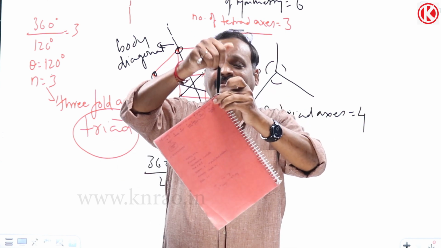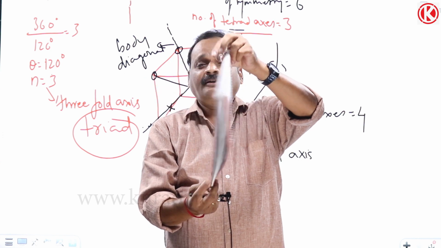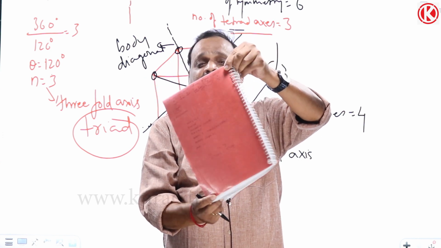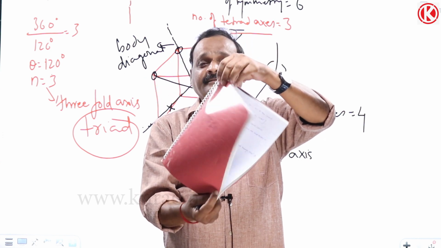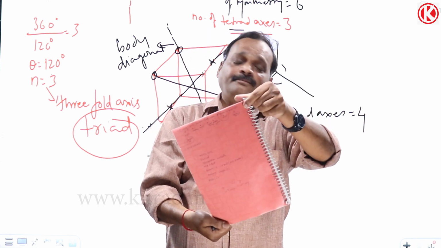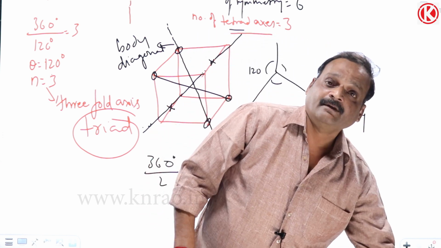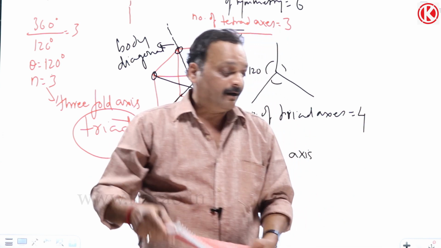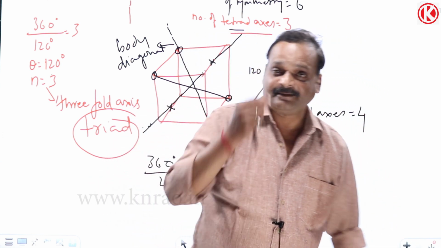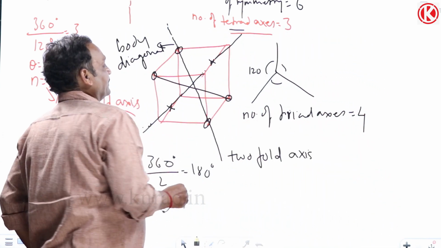An axis passing like this, coming out like this, and you are rotating the cube about this. So every time you have to rotate through 180 degrees, and again one more 180 degrees, the cube comes back to its original position. Now how many such dyad axes are there? Again, can you look here carefully?